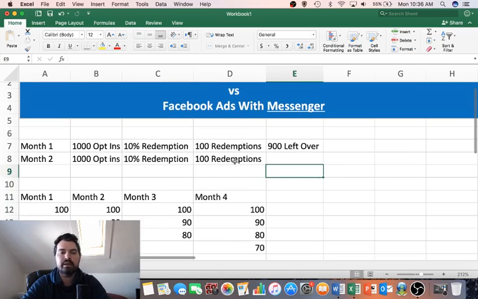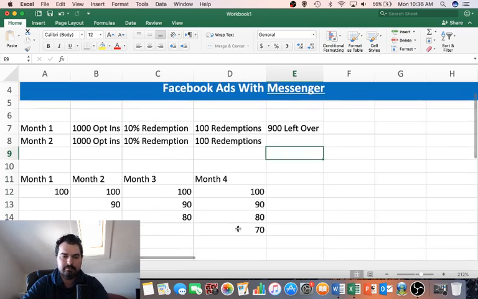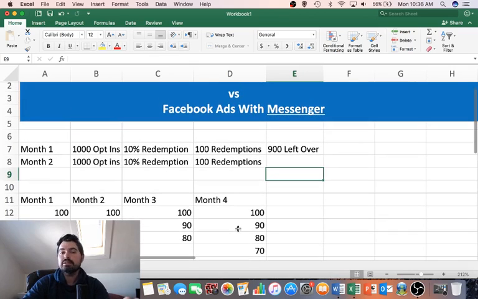You don't have to spend any money retargeting these 900 people again or the 1,800. And as it grows, you're going to have to keep spending more and more to get in front of those existing hot leads. This way, you do not. So you can actually put some of that extra money, if you wanted to, and just increase the results exponentially. So that's the main difference.